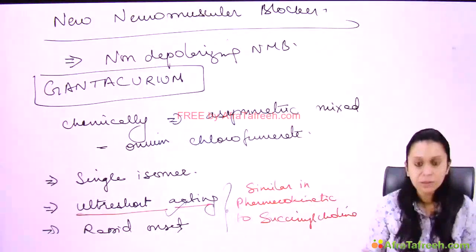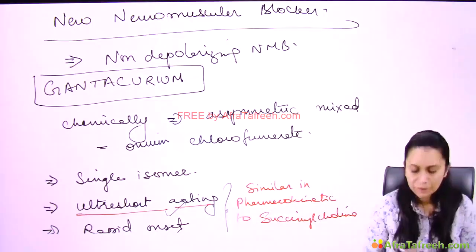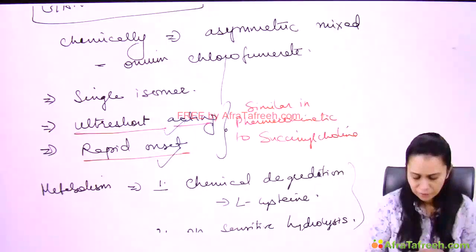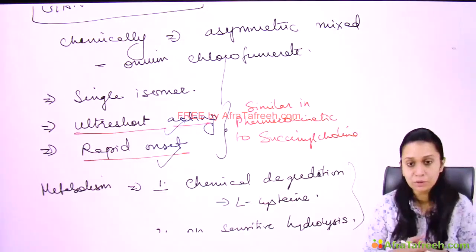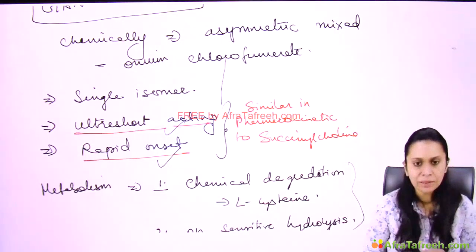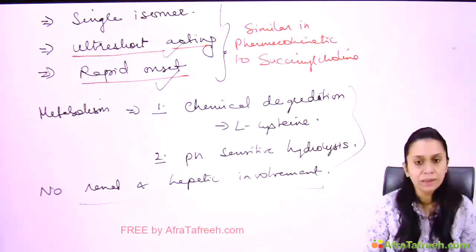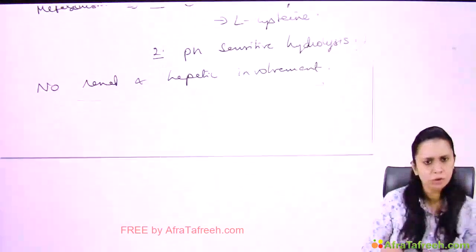So I told you it's a new non-depolarizing neuromuscular blocker. Chemically, it is an asymmetric mixed onium chlorofumarate, a single isomer, with very favorable pharmacokinetic properties similar to succinylcholine: ultra short acting with rapid onset. Metabolism is unique: chemical degradation by L-cysteine, and pH sensitive hydrolysis. No renal and hepatic involvement, right? So this is the benefit.